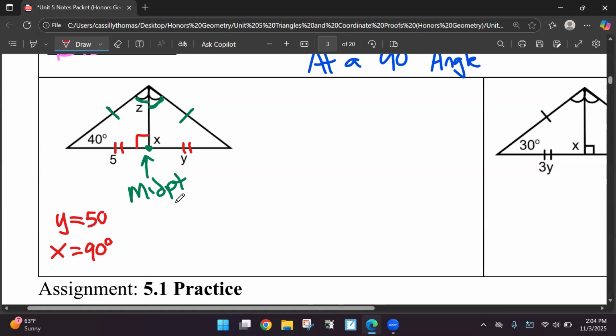What else do we know? This is a right triangle. So we know that z and 40 are complementary, but let's say we forget that for now. Let's say z plus 40 plus 90 equals 180. There's your triangle sum, and we could say z equals 50.